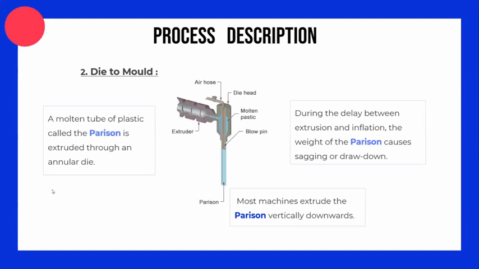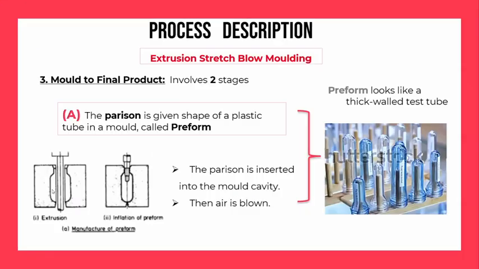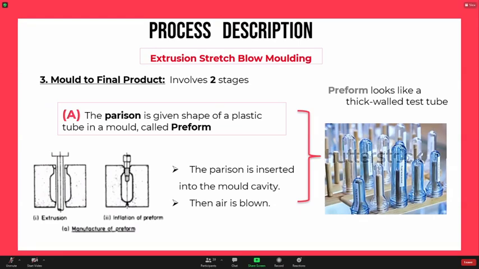In the next stage, the output from the extruder is passed through an annular die to make an intermediate product named the parison. In the final stage, we will make the bottle by the extrusion blow molding process.